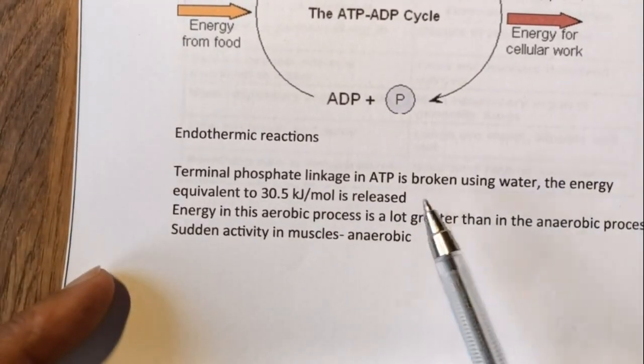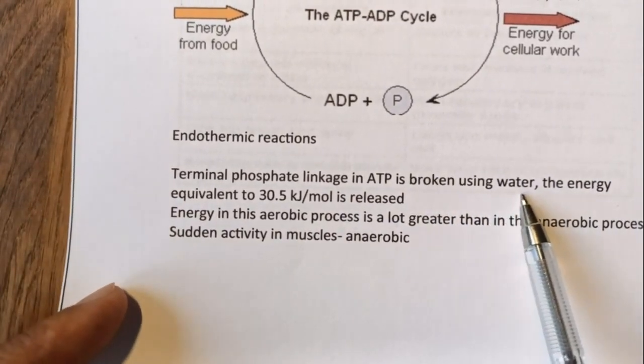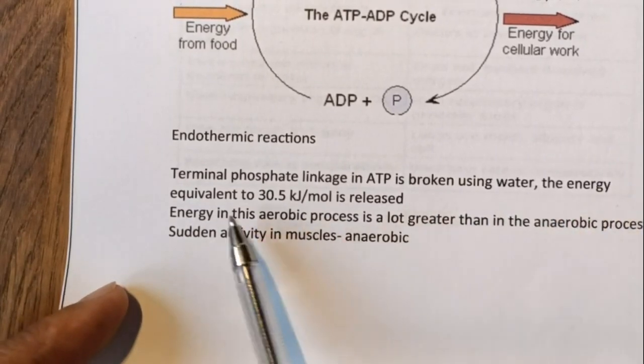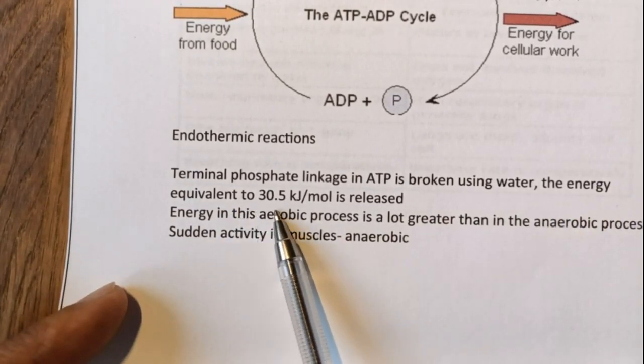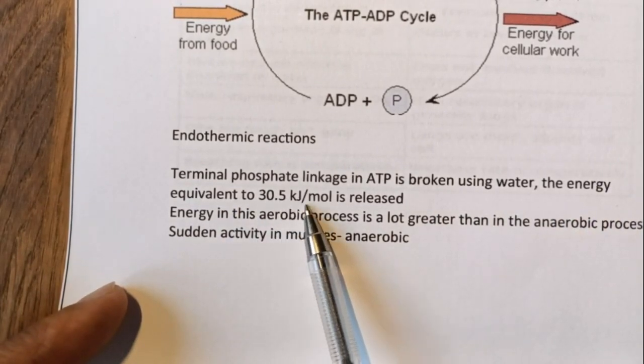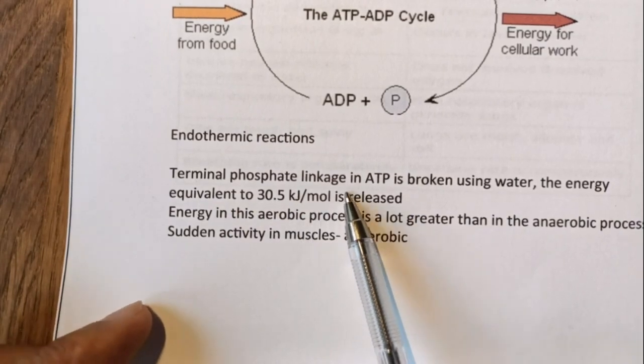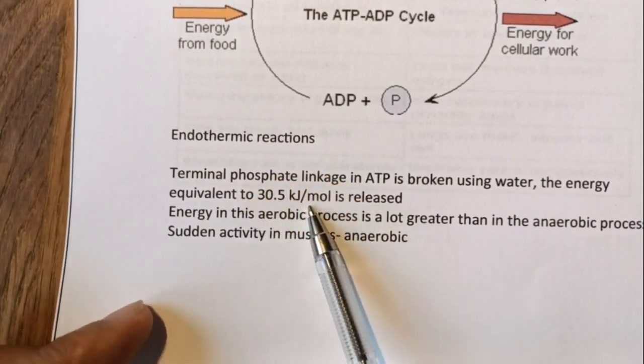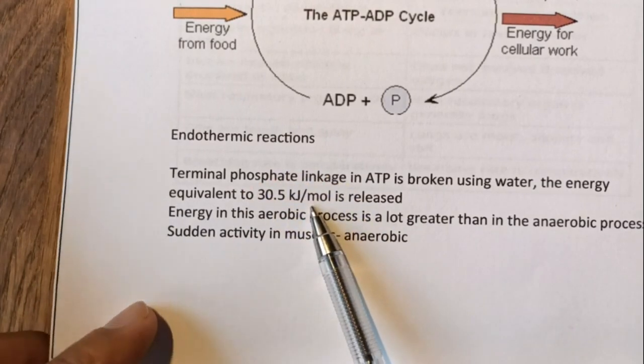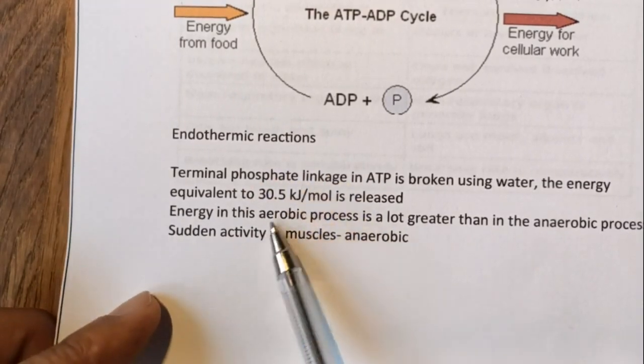Terminal phosphate linkage in ATP is broken down using water, and the energy released is equivalent to 30.5 kilojoules per mole. So just remember this for your entrance exams. You don't need to remember it for the CBSE exam syllabus as such.